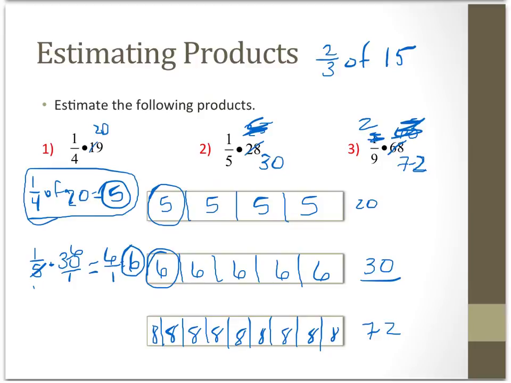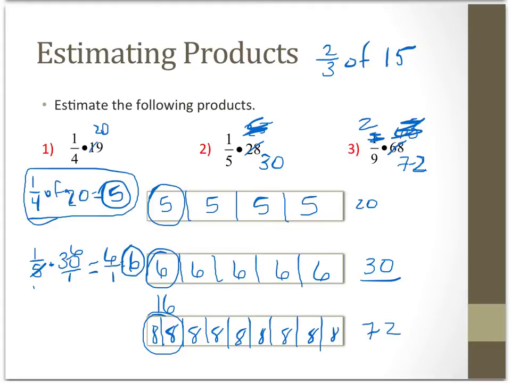And now this time, I don't want to know how much is going to be in one box. This time I want to find out 2/9. So I'm going to find out how many would take up 2 boxes. Here are 2 of the boxes, and those 2 eights together, if you add them together, you get 16. So 2/9 of 72 is 16. That's a good estimation for what 2/9 of 68 is.